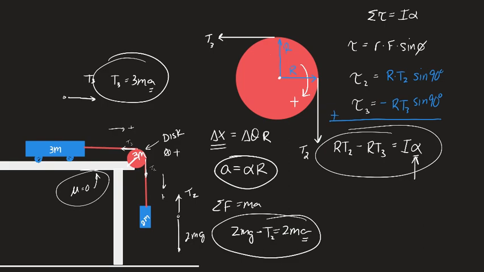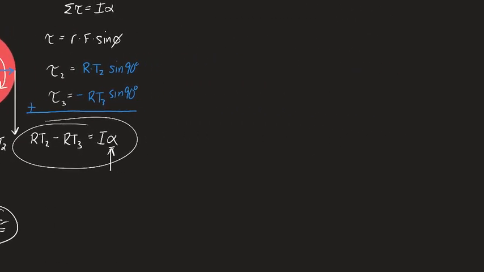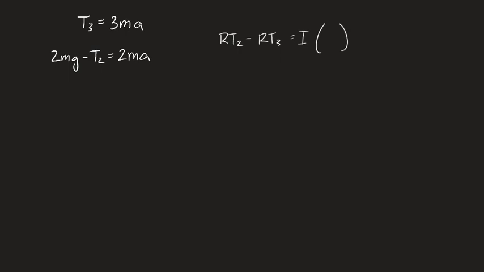So for those of you who are looking at that board and your eyes are glossing over, how about this? T3 equals 3ma and 2mg minus T2 equals 2ma and RT2 minus RT3 equals I alpha. I'm going to replace alpha with a over R. My three force equations.